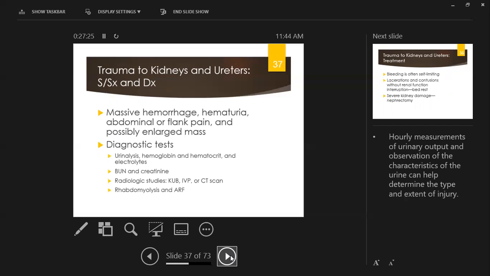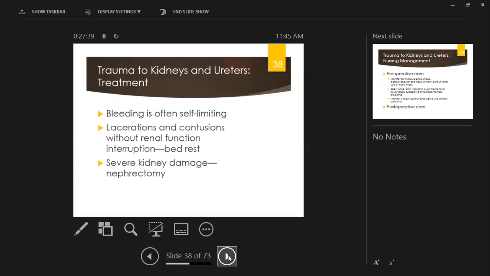Patient is also at risk for rhabdomyolysis, so we're going to be looking at indications of that, and also acute renal failure, right? Hourly measurements of urinary output and observations of the characteristics of urine are going to help to determine the type and the extent of the injury to the kidney.